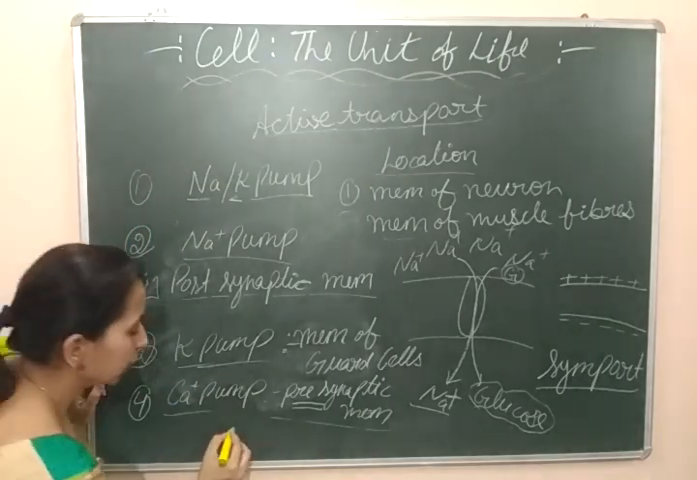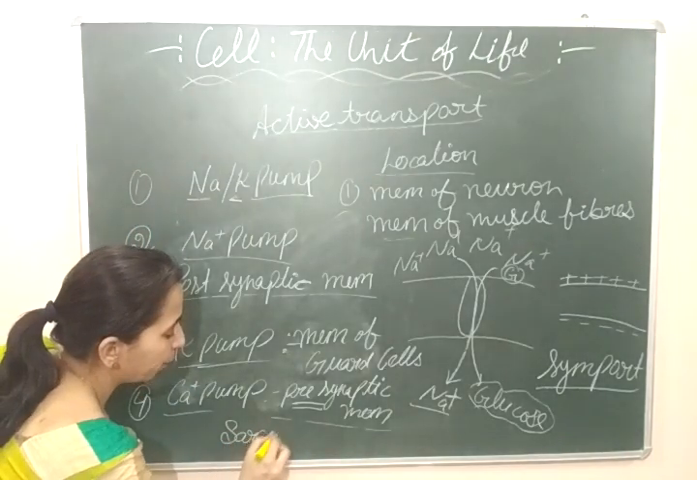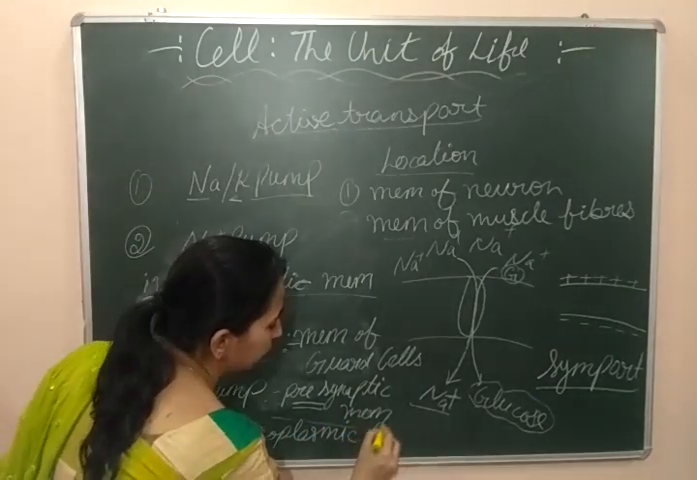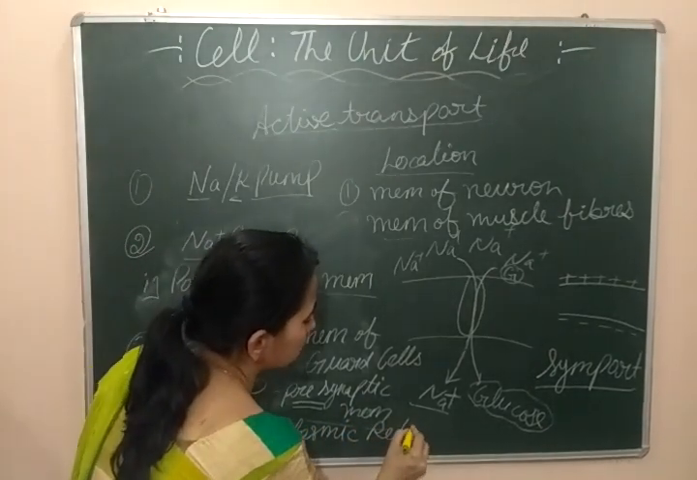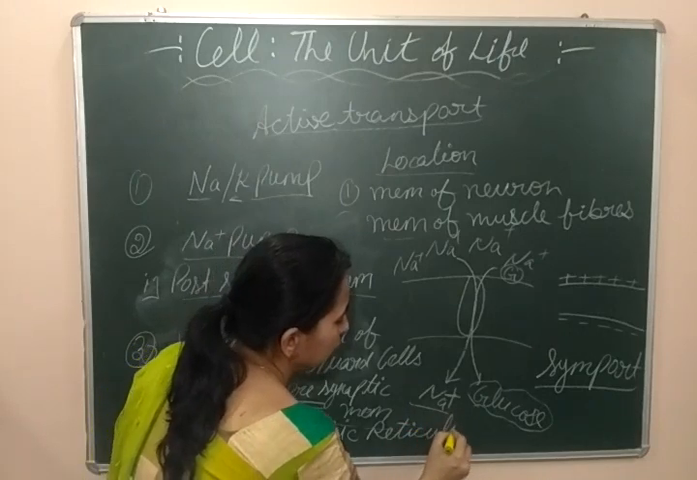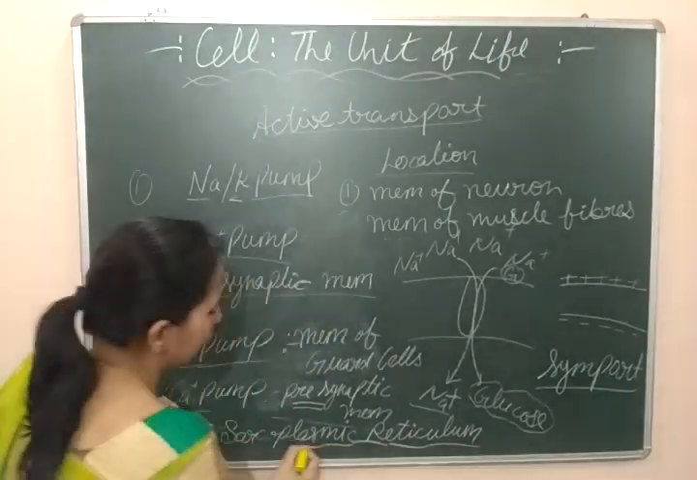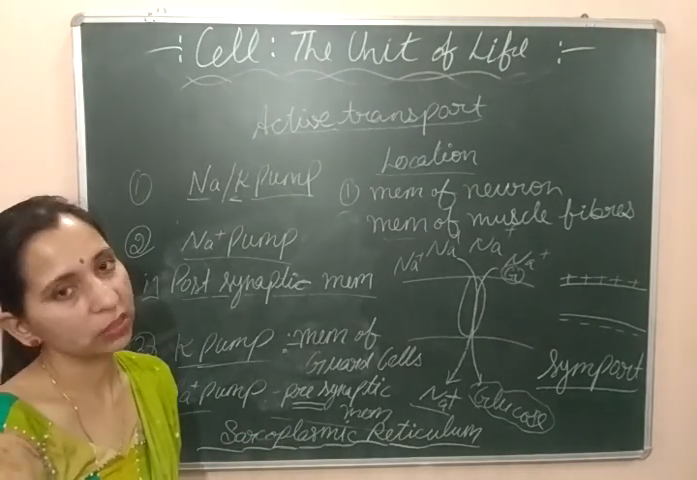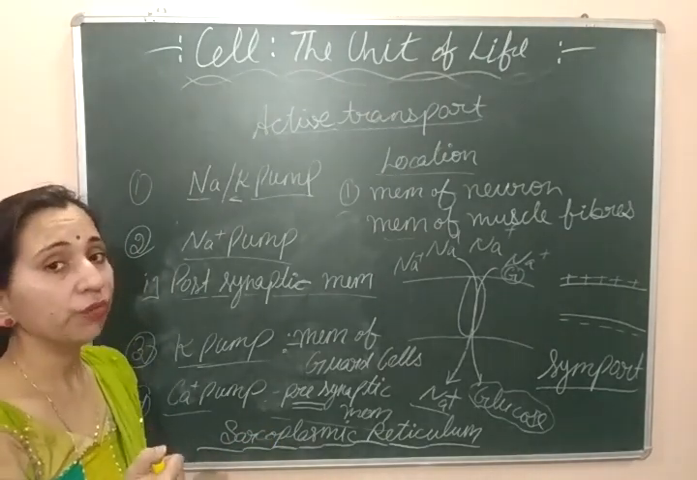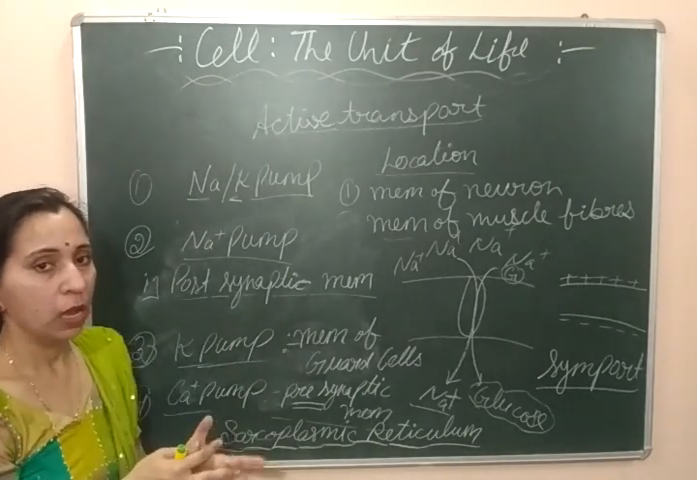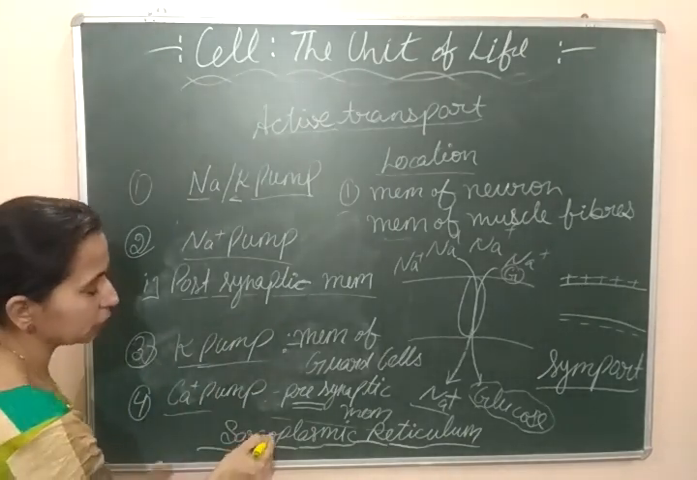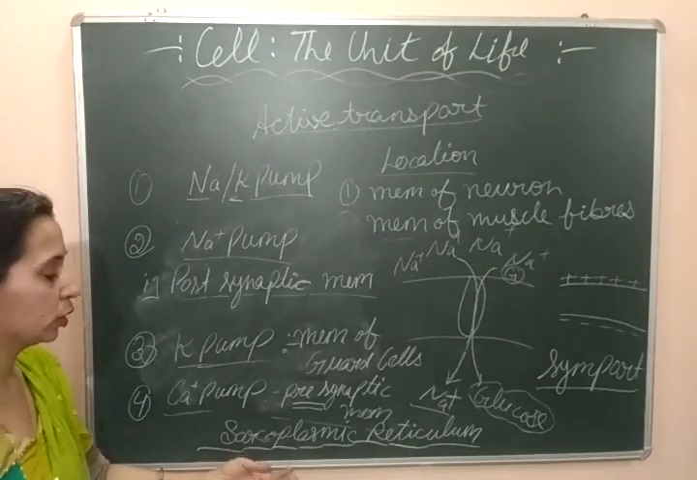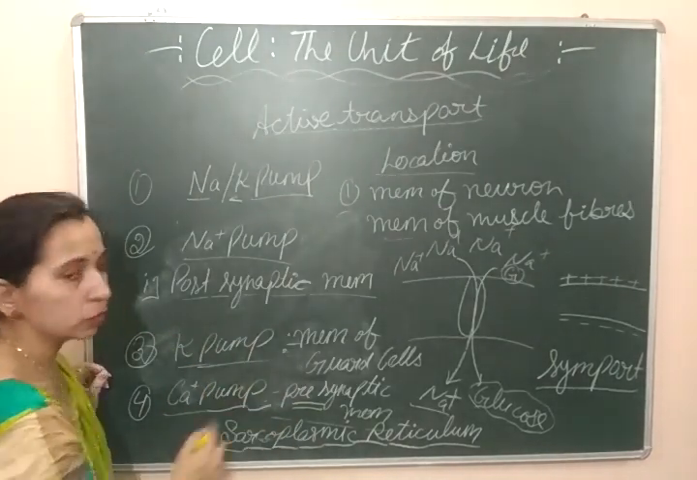And one more site is there, that is the sarcoplasmic reticulum. This is one more example where calcium pumps are present. Sarcoplasmic reticulum is the endoplasmic reticulum of muscles, and it's a storehouse of calcium. It stores calcium ions, and due to the storage of these calcium ions, it helps in muscle contraction. So this is also a site where calcium pumps are present.